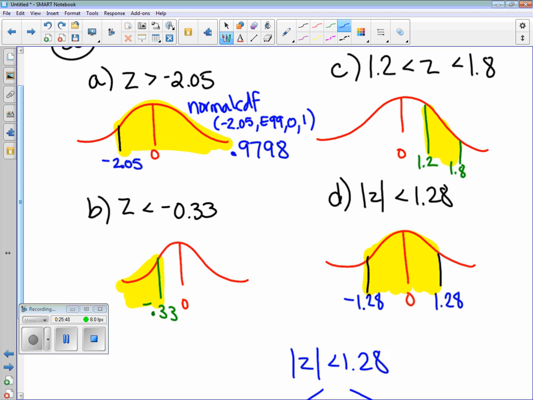Okay? I'm just going to give you the answers to the others, now that we have a picture drawn for all of them. For B, they got 0.371. For C, they got 0.0791. And for D, they got 0.7995.